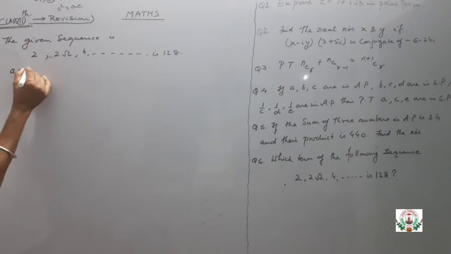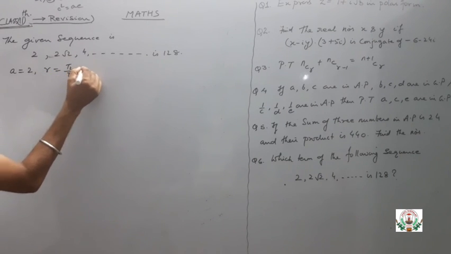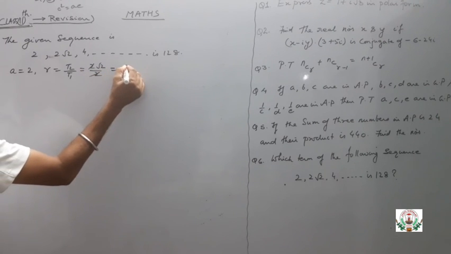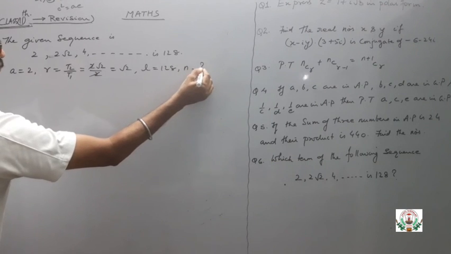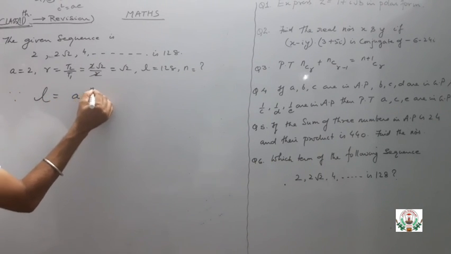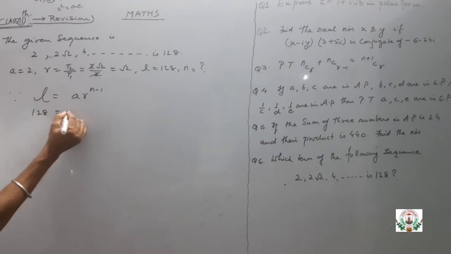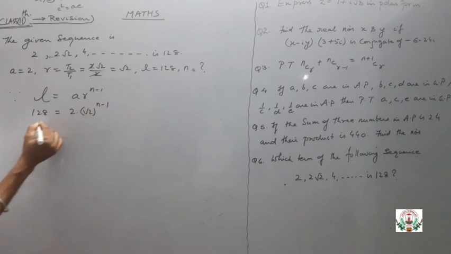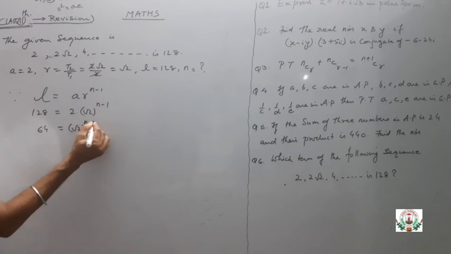First term a is 2, common ratio is second term divided by first term, 2 root 2 divided by 2, that is root 2, and the last term is 128, and n we have to calculate. Since we know that L equals a r to the power n minus 1, last term 128, first term 2, r is root 2 to the power n minus 1. 128 by 2 is 64, equals root 2 to the power n minus 1.